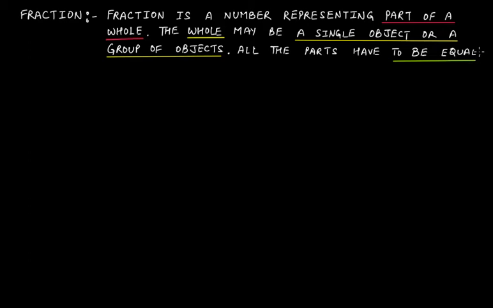Fraction is a number representing part of a whole. The whole may be a single object or a group of objects. The whole means you are taking a unit or considering a situation as a whole, and that whole can be only a single object or a group of objects, and all the parts have to be equal. The parts that you are discussing here have to be equal. Only then can you talk about fraction.